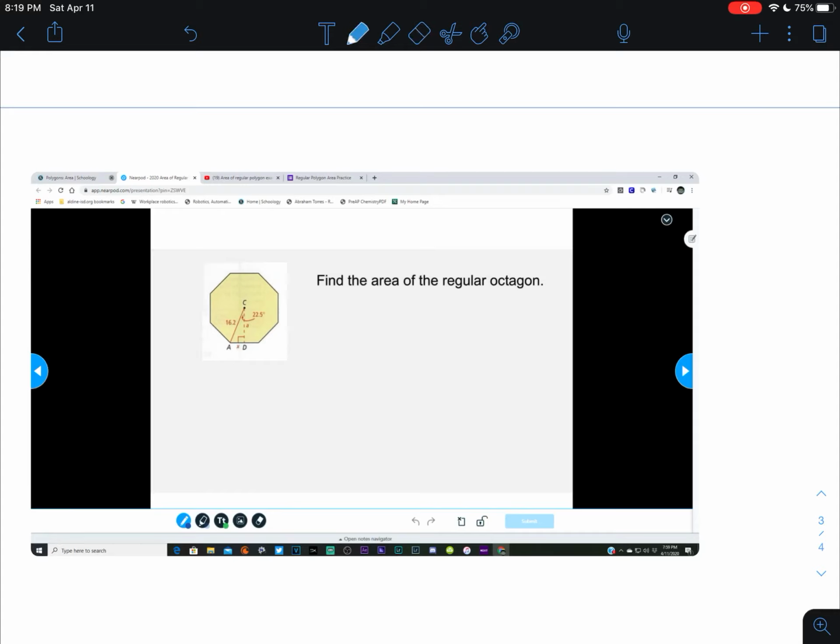So for the apothem, actually, let's just take it and draw the triangle out. That'll make it a little bit easier to see everything. Here's our apothem, here's X, and this is 16.2. Okay, so it's C, A, and D. All right, so let's take a look. X is opposite, and A is adjacent, and 16.2 is our hypotenuse.